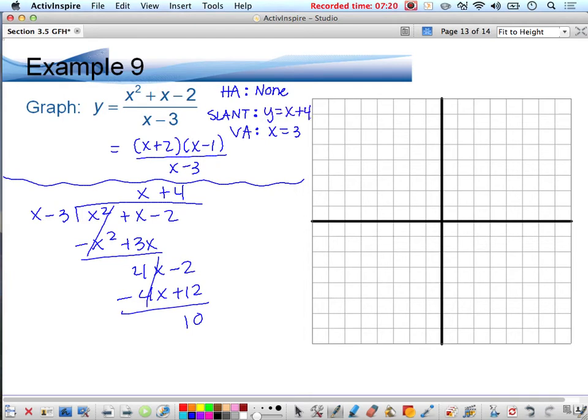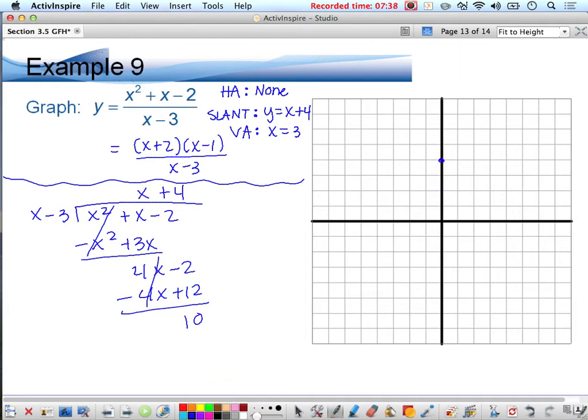Any questions on how we locate the asymptotes? Ask them now. Okay, then let's go put those asymptotes on the graph and see what it's going to look like. It's kind of neat. Well, the slant goes at y equals x plus 4, and we can graph that just from slope-intercept form.